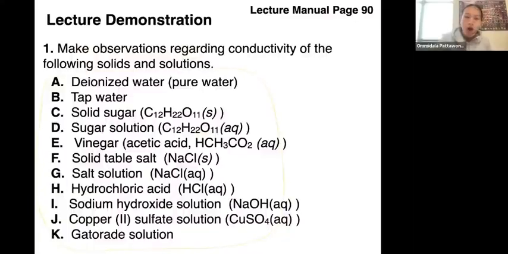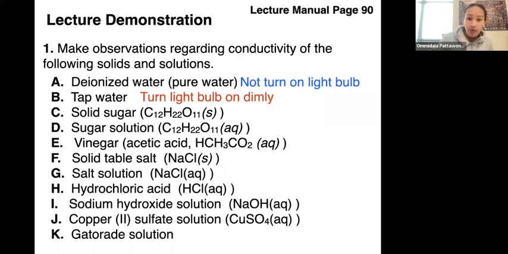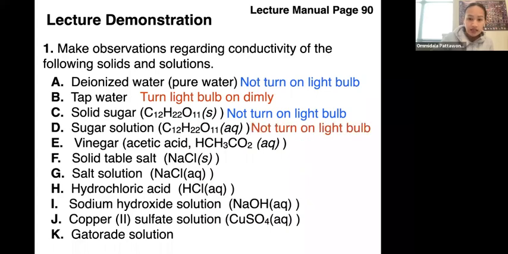Thank you for watching. All right, here's a summary of the lecture demo. We see that pure water cannot conduct electricity at all, because it cannot turn on the light bulb. Tap water can turn the light bulb on, but very dimly. Solid sugar gives no light. A sugar solution, when you add pure water to sugar, still gives no light. Vinegar is able to produce light.